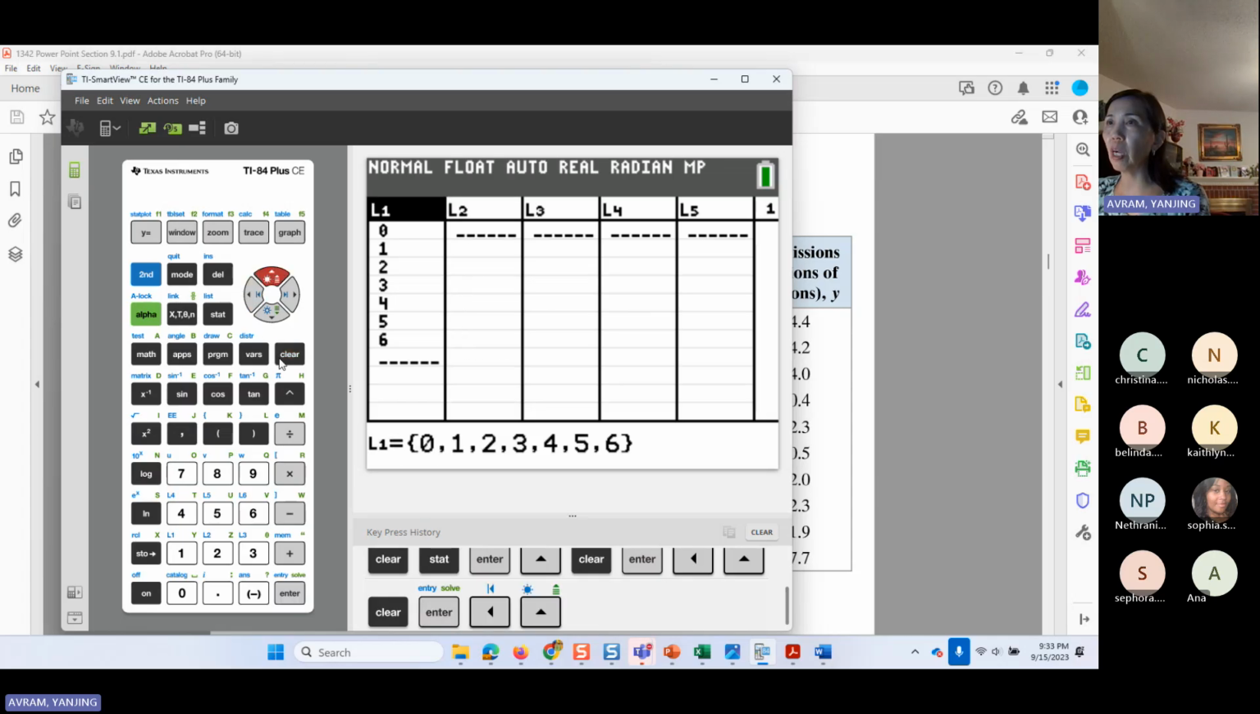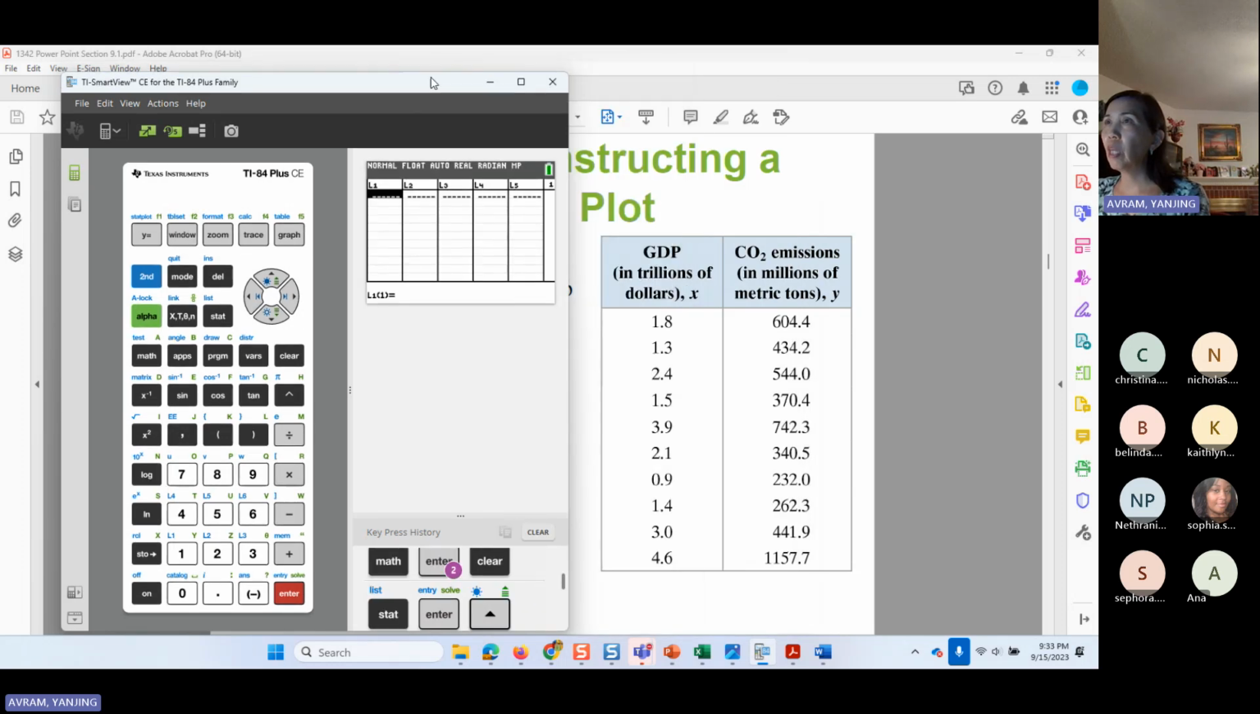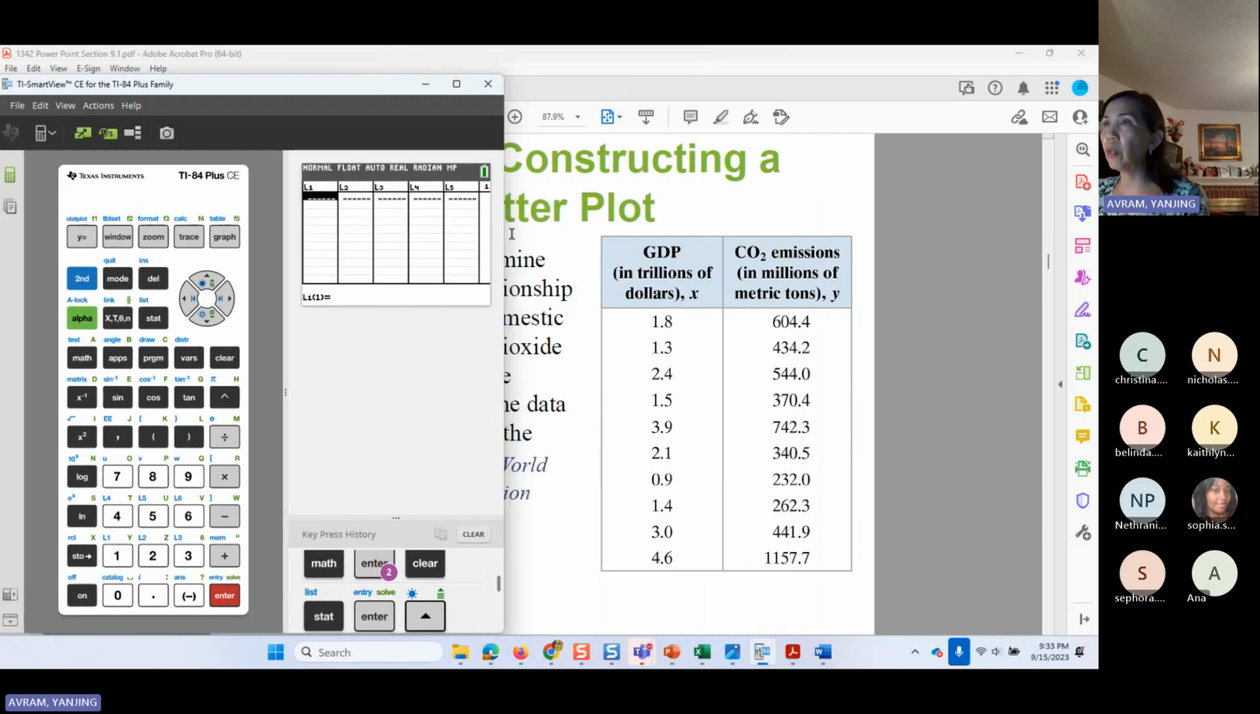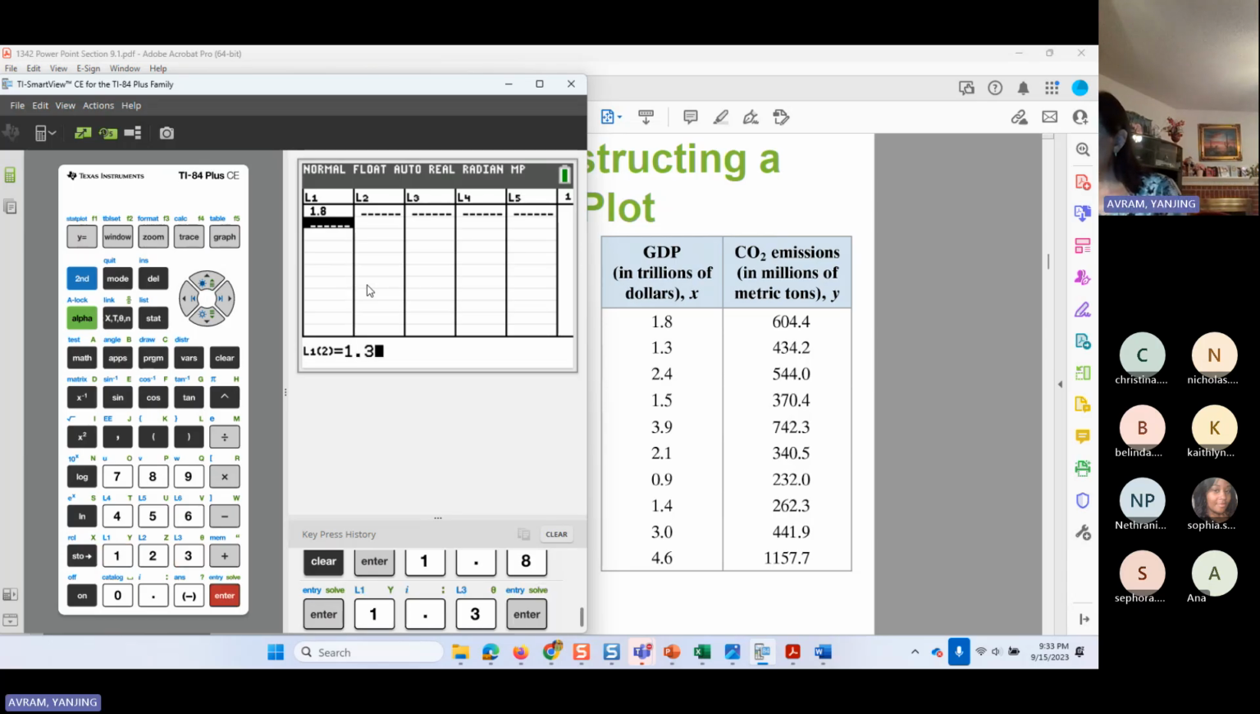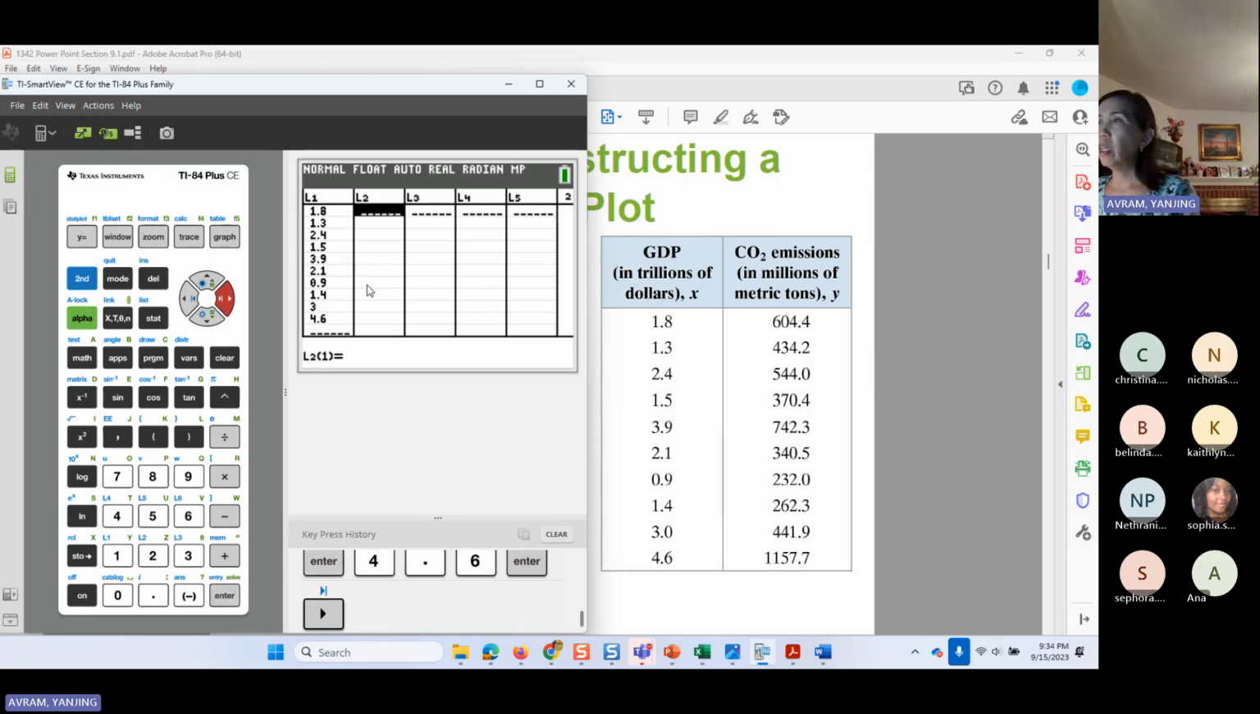Now we have to do the scatter plot. All right, so we usually like to input the x into L1, right? If I input x into L1, I don't have to change anything. Okay, so this is 1.8, 1.3. Okay, so that is my L1, and my L2 here is 604.4.